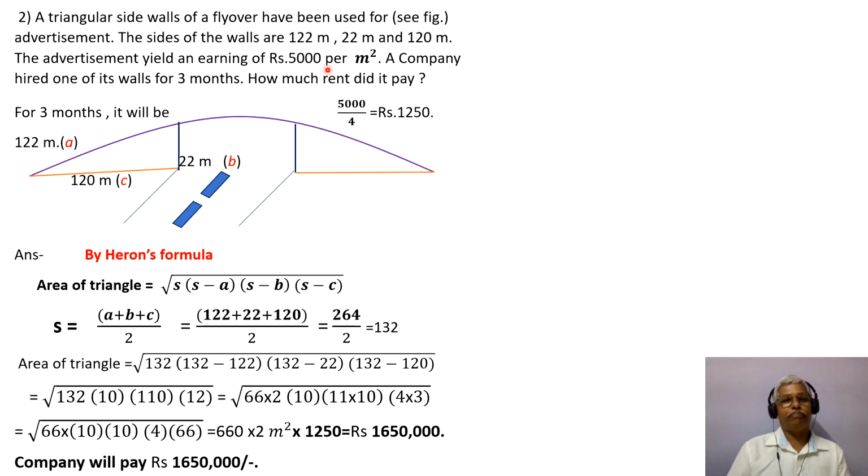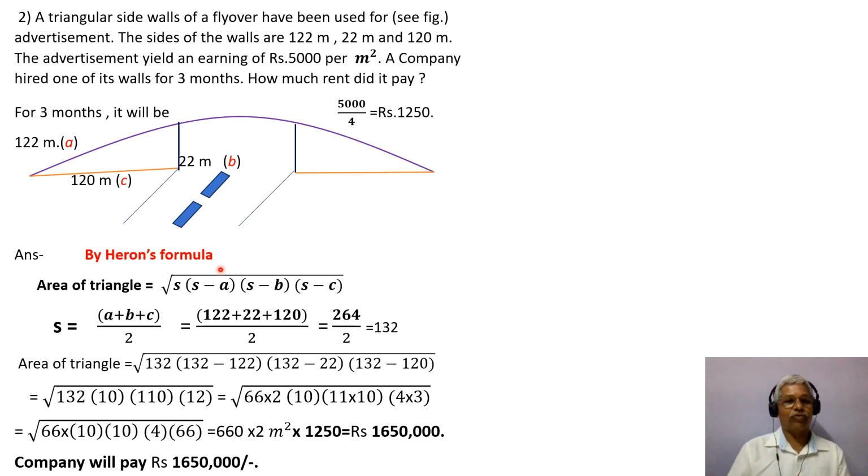Okay, this rate is per year. So we will calculate the rate first for 3 months. That will be 5,000 upon 4, which is rupees 1250 for 3 months. Okay, this is per meter square. Now we will multiply this by the area. Okay, we have all three sides, so we would directly go for the answer.